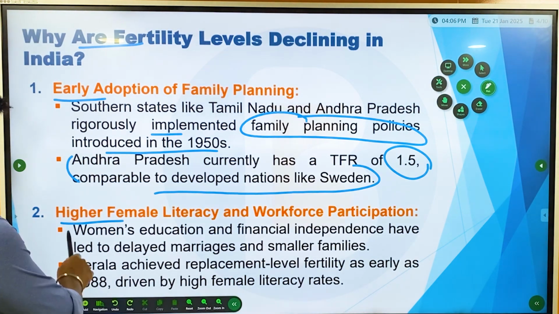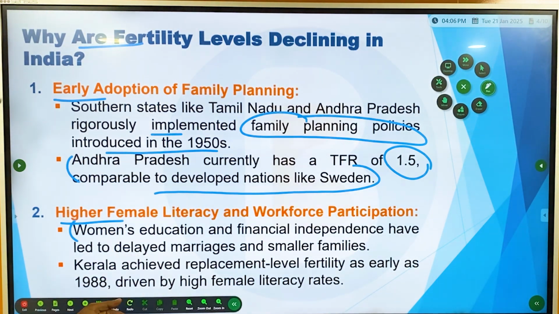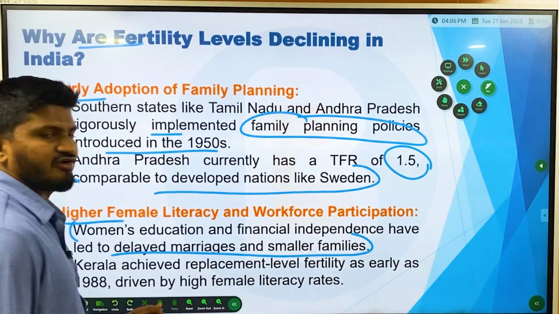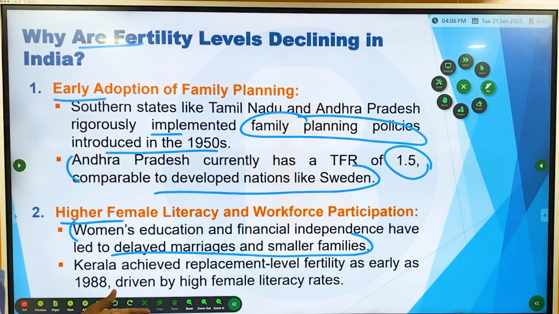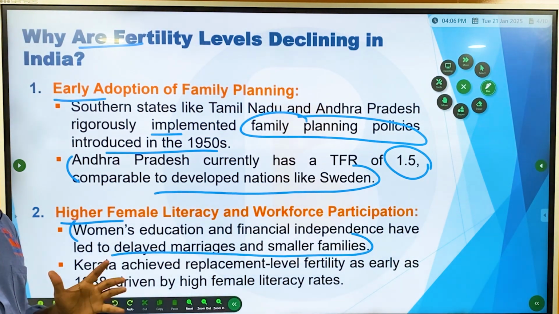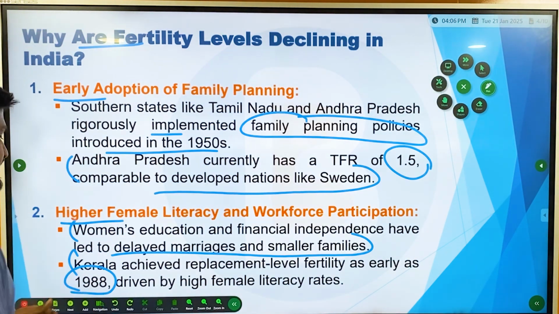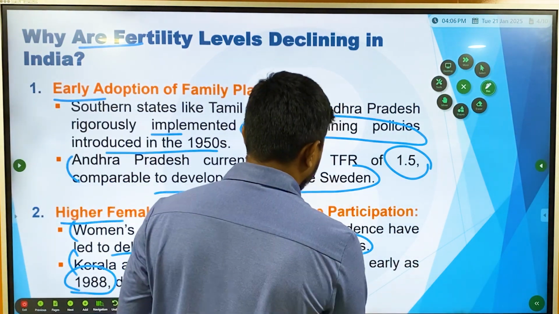Then higher female literacy and workforce participation. Women's education and financial independence have led to delayed marriages and smaller families. The delayed marriages result in lesser fertility performance, as many women consider bearing a child a burden on them. Kerala achieved replacement level fertility as early as 1988, driven by high female literacy rates.